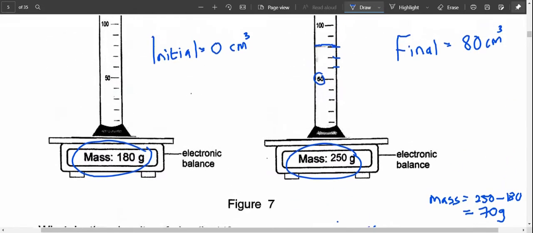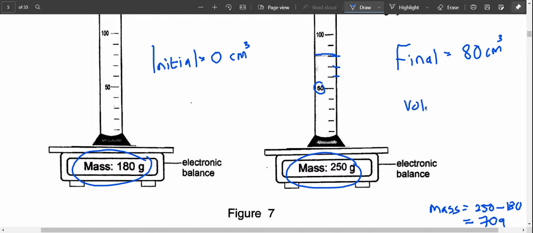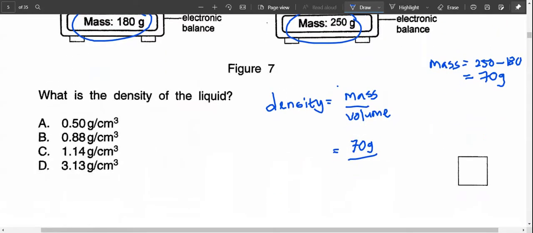And the volume, from the diagram above, you have the final minus initial, so just write down 80 minus 0, therefore you get 80 cubic centimeter. Let me double check: 250 minus 180 is 70 grams, so 80 cubic centimeter. Use your calculator to solve this. 70 divided by 80, and you should get 0.875 gram. You have gram here, just copy it, and then it says gram per cubic centimeter, and the closest one here is 0.88. Therefore the answer is B.